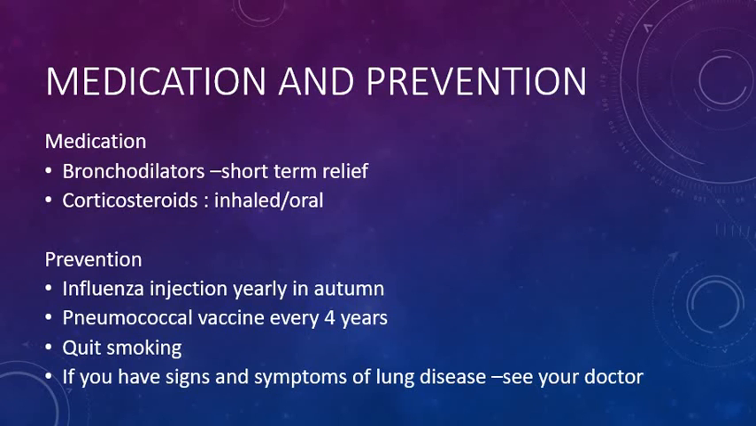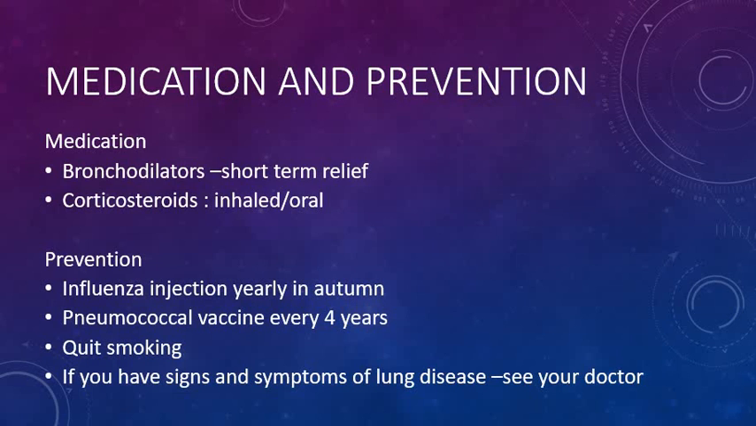Now, what's the medication and prevention? The medication part has two types of medicines that usually help in improving breathing. One is bronchodilators and the other is corticosteroids. Bronchodilators provide short-term relief by opening up the narrow air passages and thus improving the breathing. Corticosteroids can be taken orally or inhaled, and this also helps in improving breathing.